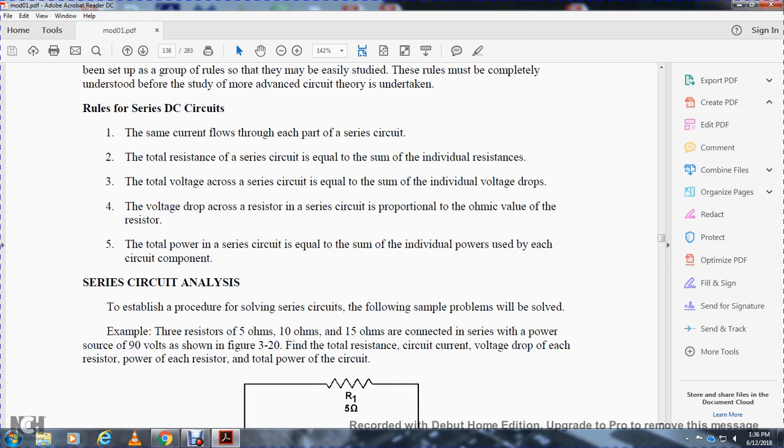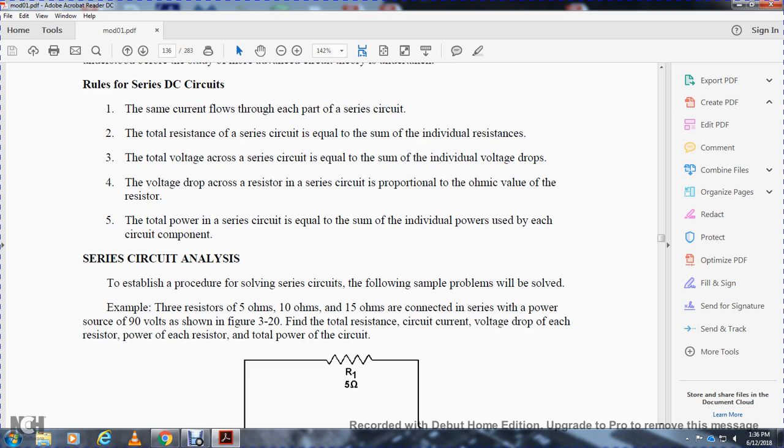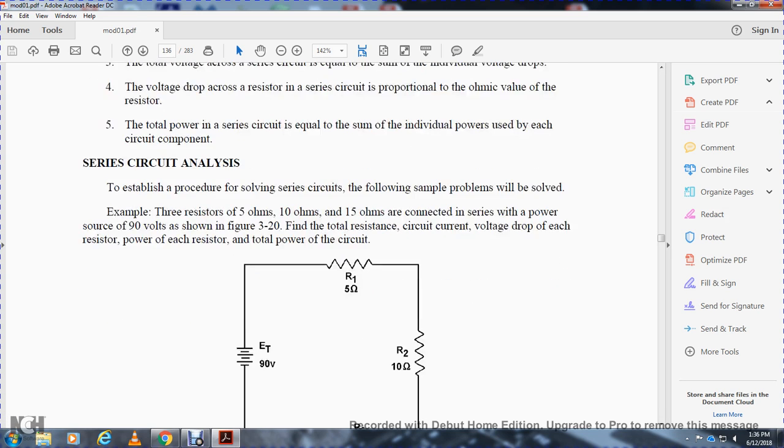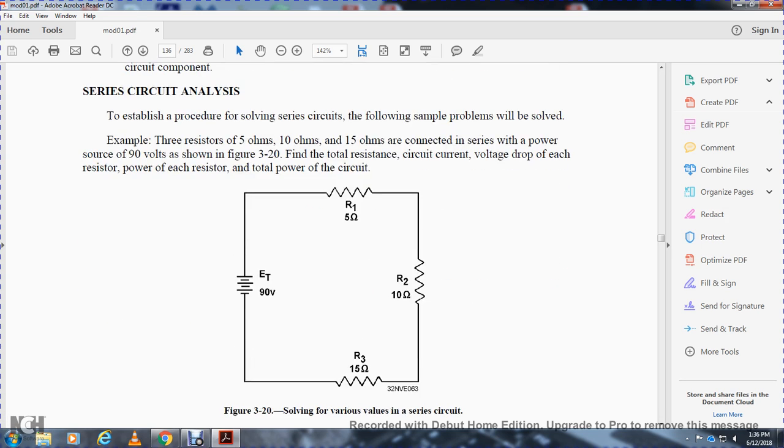Series circuit analysis. To show the procedure for analyzing a series circuit, the following sample problems will be solved. For example, resistors of 5 ohms, 10 ohms, and 15 ohms are connected in series with a power source of 90 volts, shown in figure 3-20. Find the total resistance, current, voltage drop of each resistor, power of each resistor, and total power of the circuit. The voltage is 90, so resistor 1 plus resistor 2 plus resistor 3 would be 25 ohms.